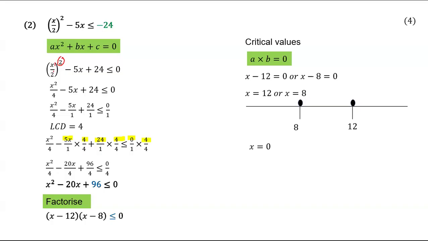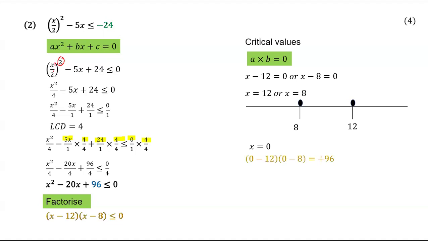Now, I'm going to start with the values that are less than the lowest critical value of 8, and I will choose a random number. You can choose 7. You can choose 1. I chose 0 because that one is the easiest. You take that and substitute it into the equation that you factorized. So wherever there's x, you will substitute 0, which will give you 96.